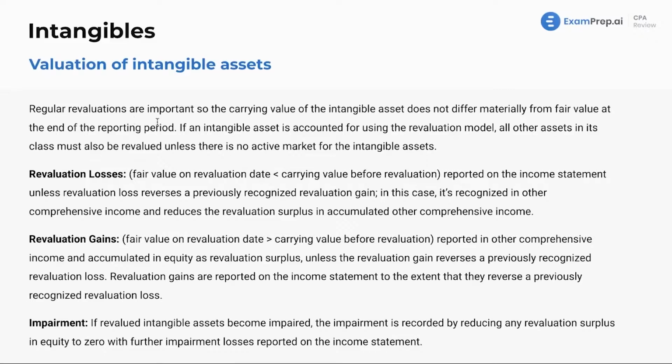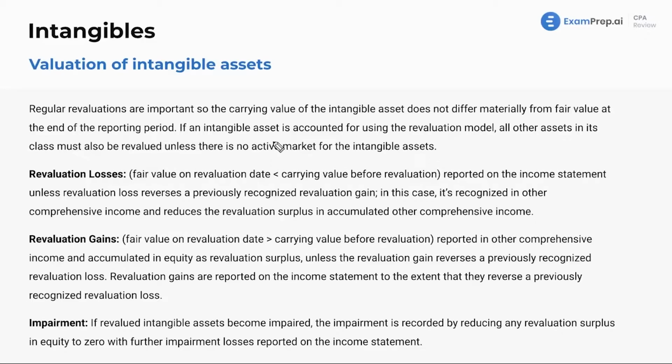Regular revaluations are important so that the carrying value, this is the current value in the balance sheet, of the intangible asset does not differ materially from the fair value at the end of the reporting period. Again, I've been on audit teams where we have to go in and we have to revalue their assets and say, okay, is this worth as much as you said it was? Sometimes it's more, sometimes it's less.